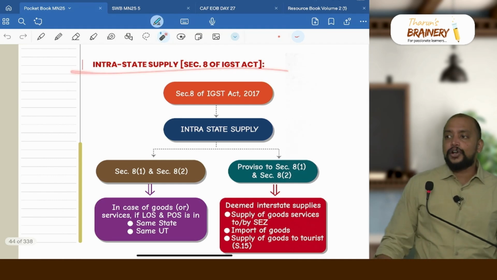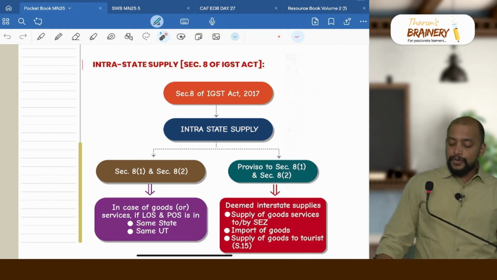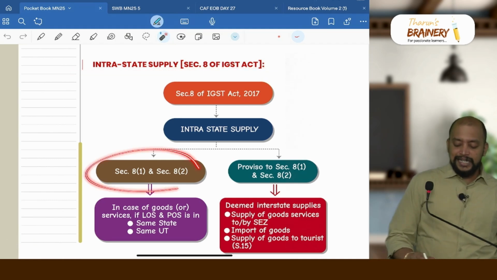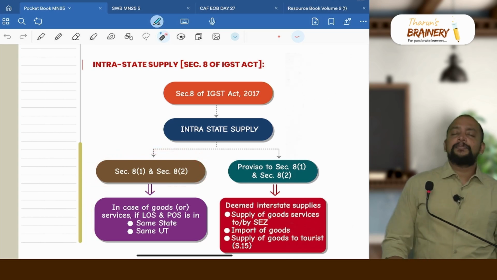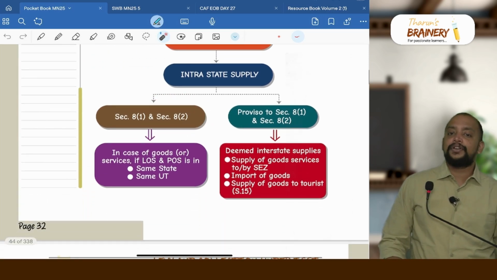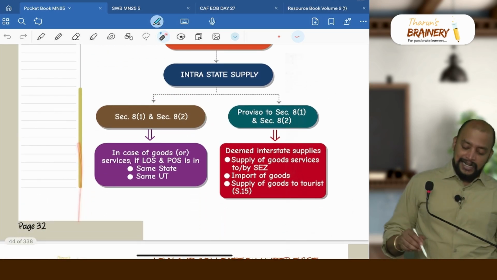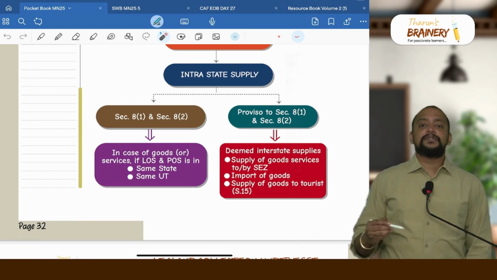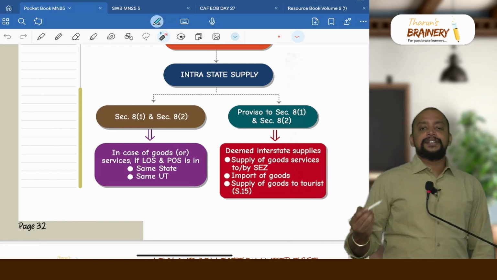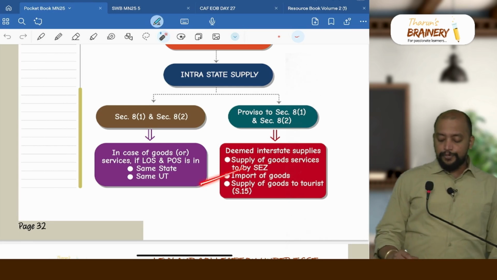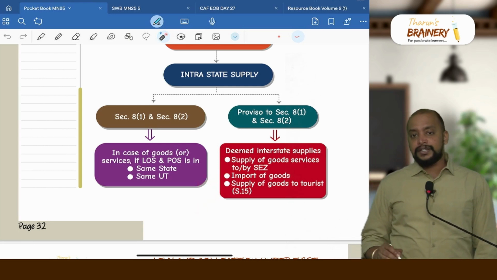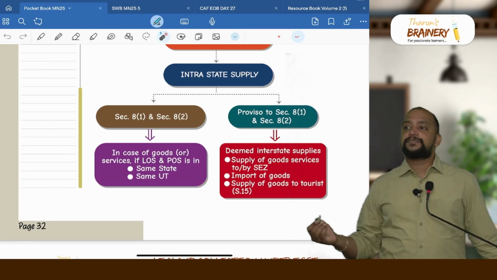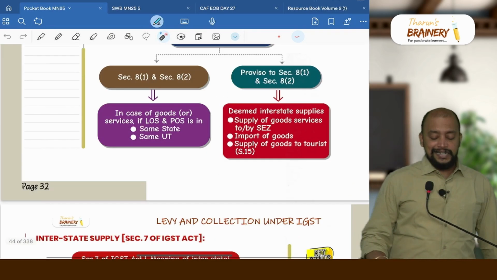Then section 8 talks about intrastate supply. So what is intrastate supply? As per section 8, if location of supplier and place of supply are in the same state or same union territory, then it will be intrastate. Whereas some transactions, even though supplier and place of supply are in the same state, will never become intrastate, like supply to SEZ, supply by SEZ, or import of goods or supply of goods to a tourist. Even though supplier and place of supply are in the same state, it will never be treated as intrastate supply.